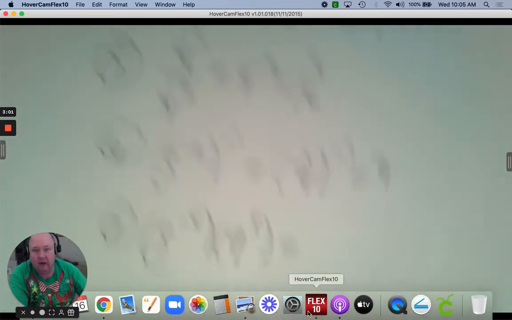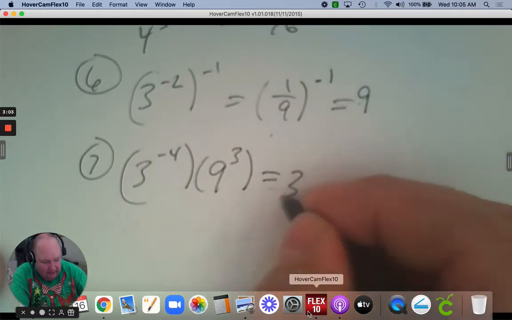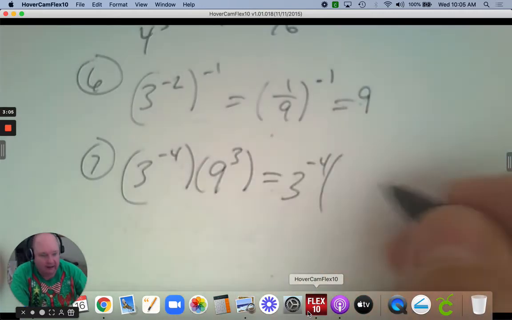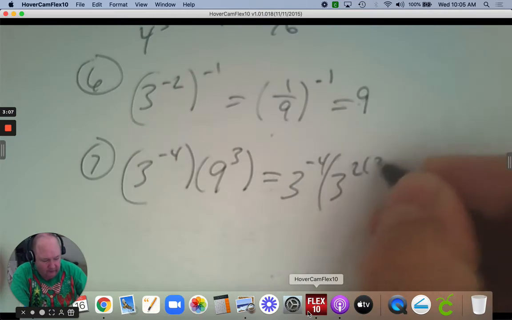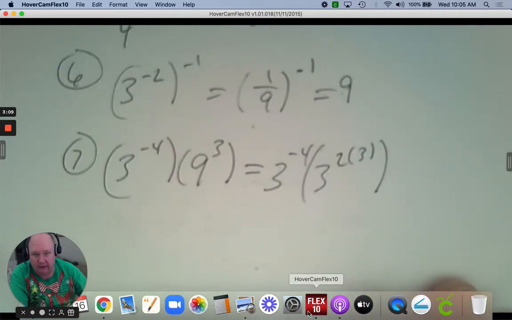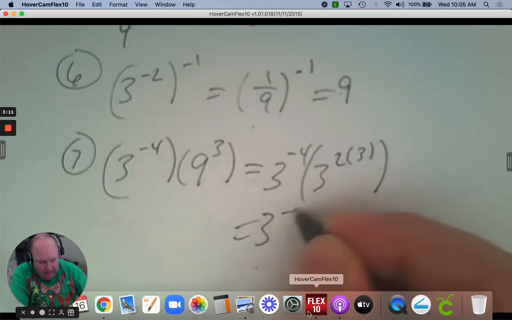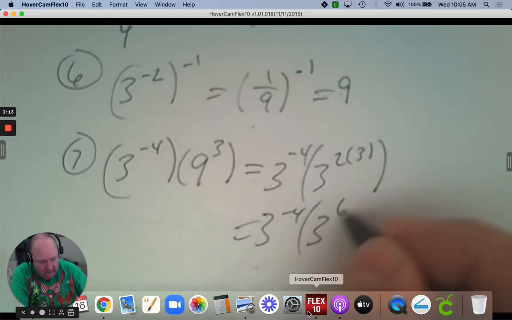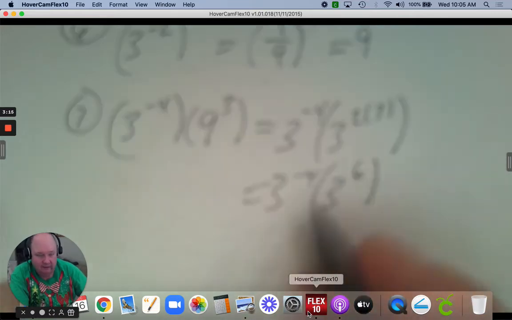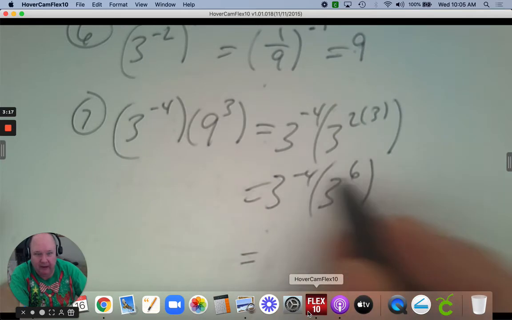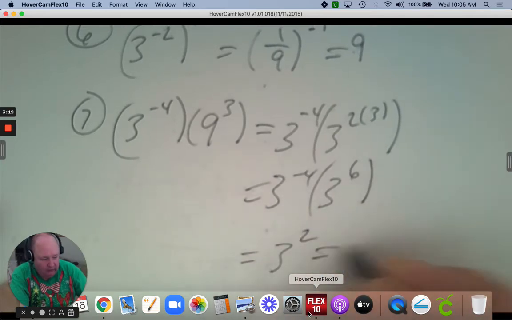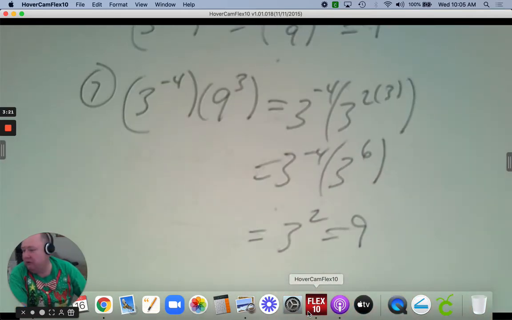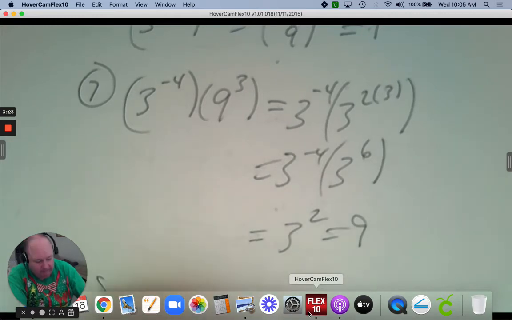Number 7, 3 to the negative 4 times 9 to the 3. We're going to get common bases here to combine this together. So 9 is 3 squared, and there's already a 3 in the exponent. So 2 times 3, that's 6. And now when you multiply, you add the exponents, so that's 3 squared.